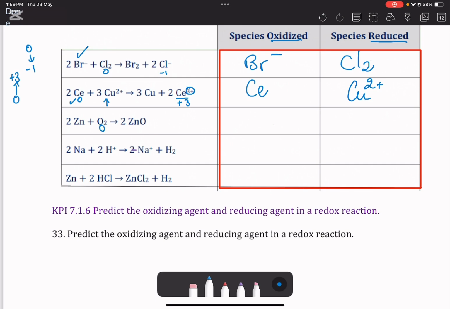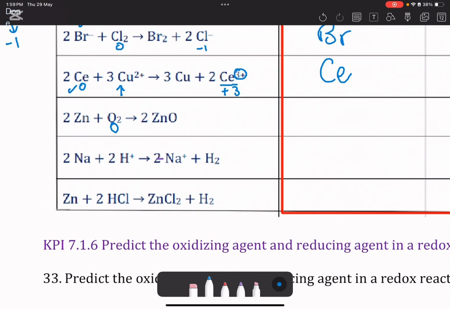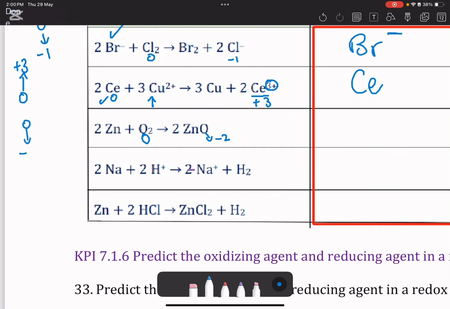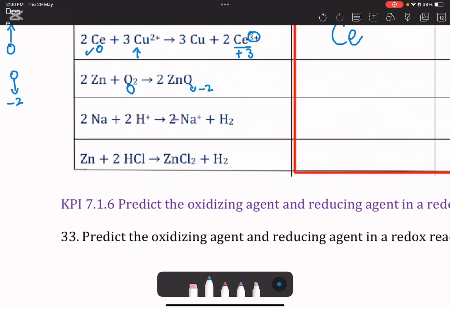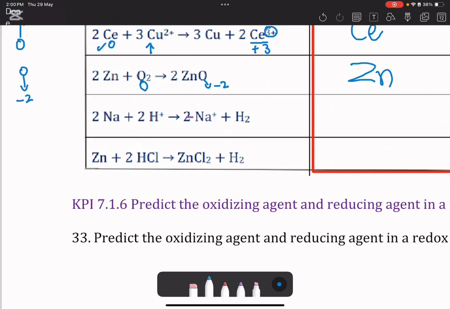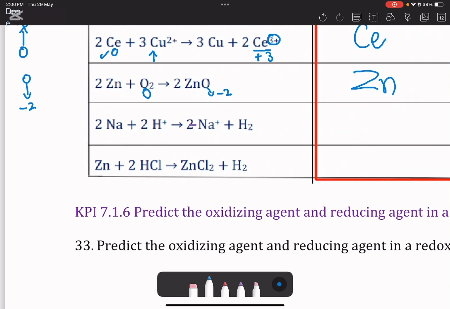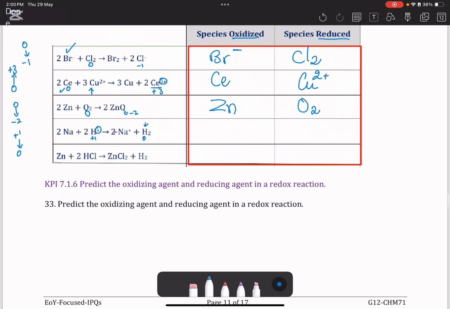I'll go for the simple one. O in a free element is 0, and O in compounds is -2. So the oxidation number dropped from 0 to -2. So O2 is the species reduced, therefore Zn is the species oxidized. I don't have to solve it all. I will choose the simple ones. I know that H is +1, it's written on it, and I know that H2 as a free element is 0. So from +1, it dropped to 0. H plus reduced. Na oxidized.